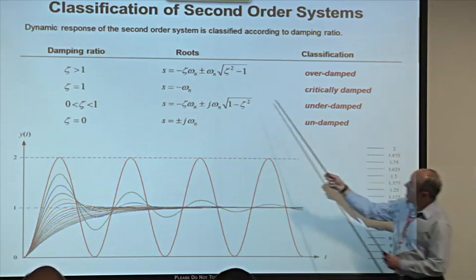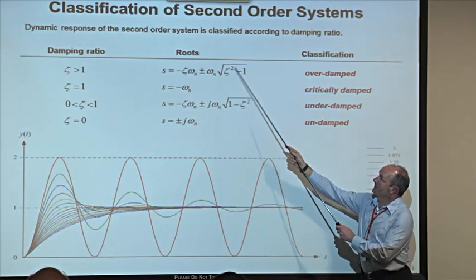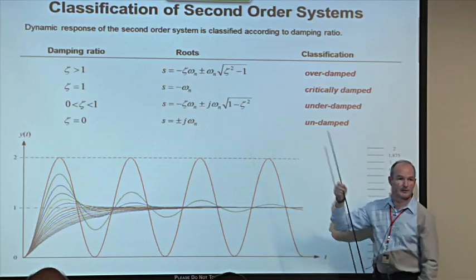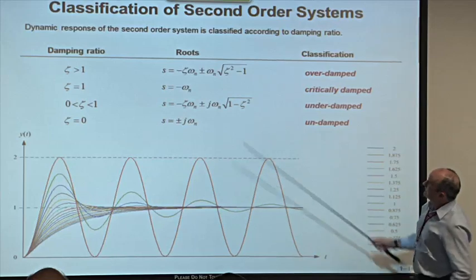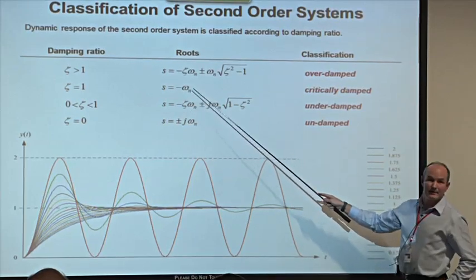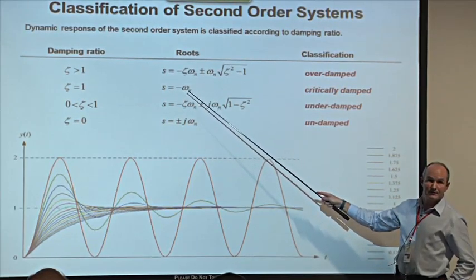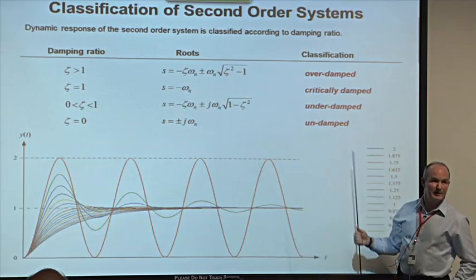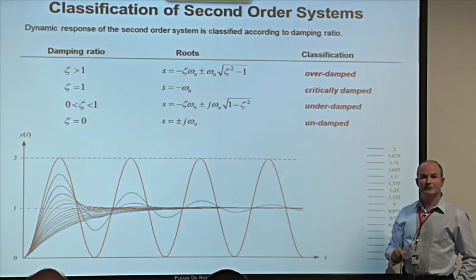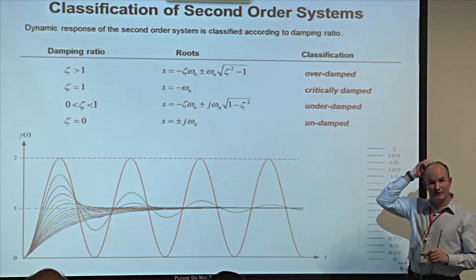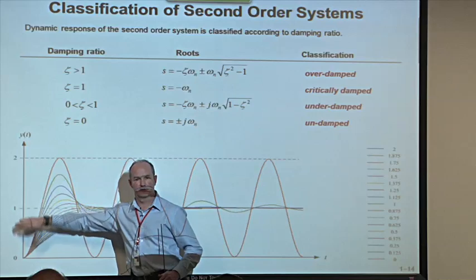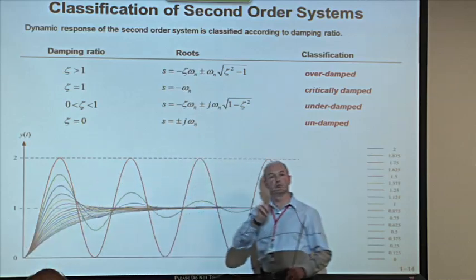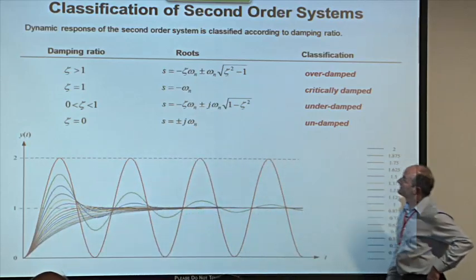Now, when zeta equals 1, of course, this term completely disappears because 1 squared minus 1 is 0. So what you end up with is s equals minus omega n. 2 roots, but they're both the same. This is what's known as critical damping. This corresponds to the transient response, which has the fastest rise time, but it never passes beyond the final value. That is the significance of critical damping. It has 2 real and equal roots.